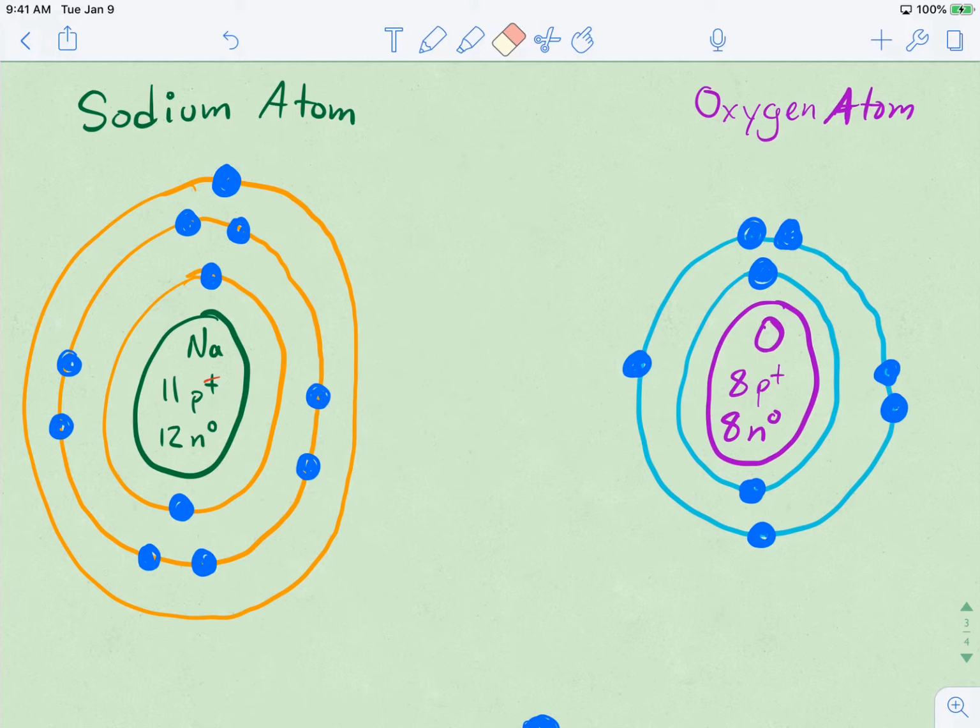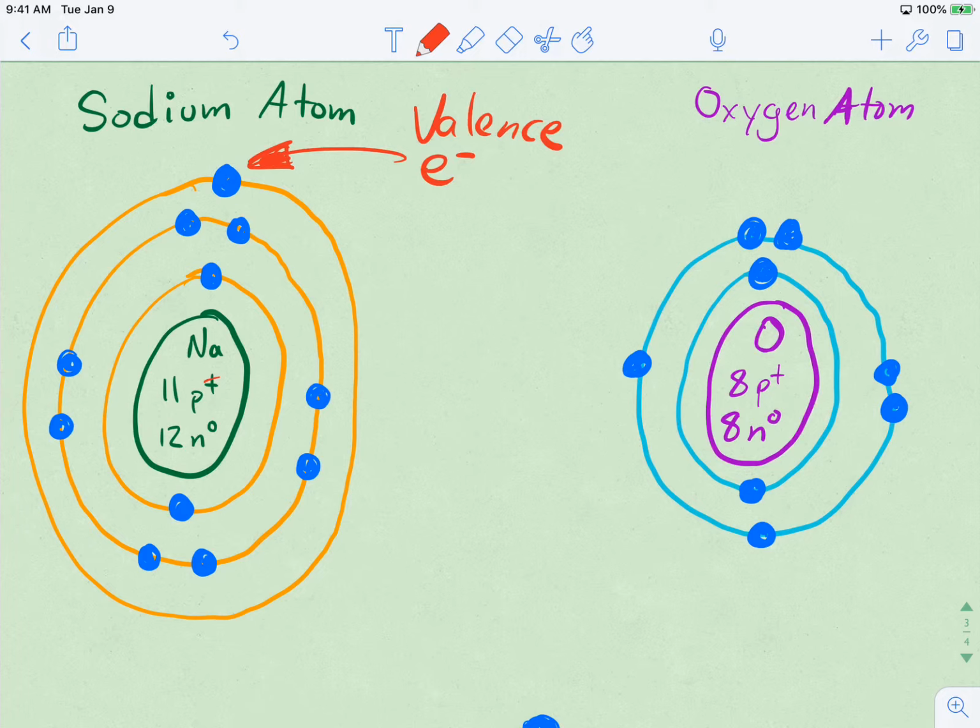Why would they ionize? Because they want to be more stable. They're fairly unstable as an atom here because they have extra electrons. This sodium has one extra electron in the third energy level. It's the only one there. We write e-negative for electron, and this is a valence electron. Valence electrons are the ones in the outermost energy level.